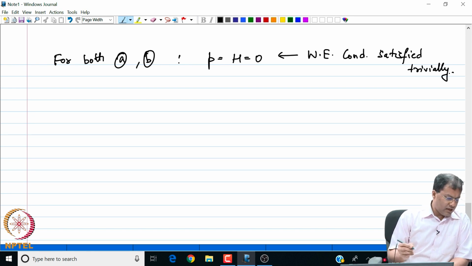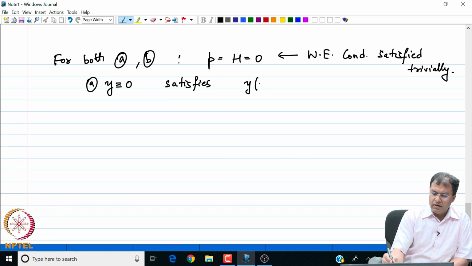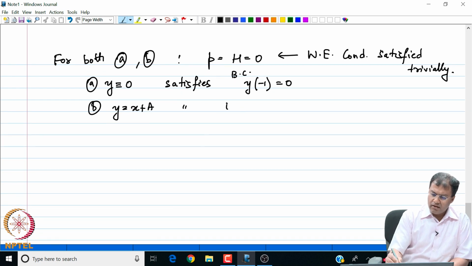So what have we got here? We have two functions. Note that the solution A, y identically 0, satisfies the left boundary condition, that is, y at minus 1 equal to 0. And my solution y equal to x plus a satisfies the boundary condition y at 1 equal to 1, provided a is equal to 0. So my extremal in this case is y equal to x.